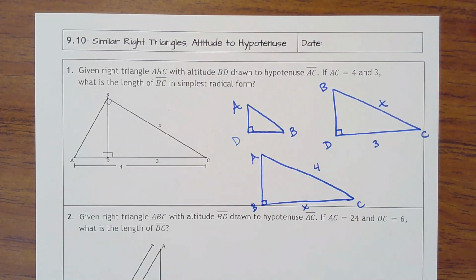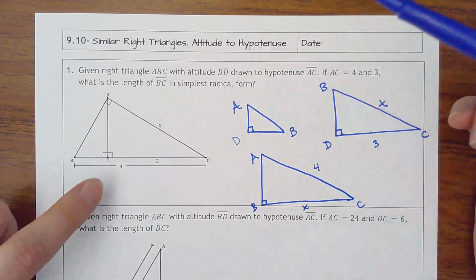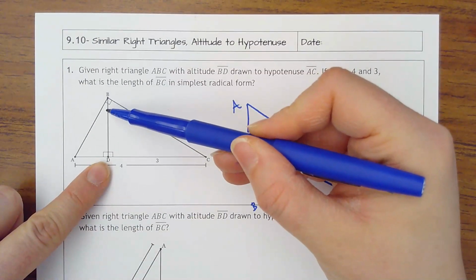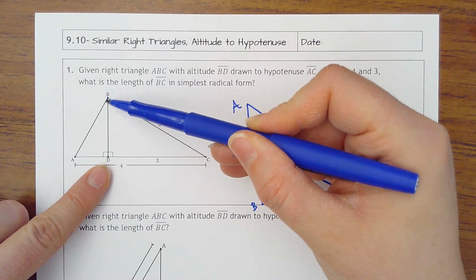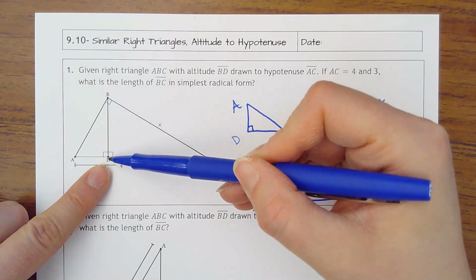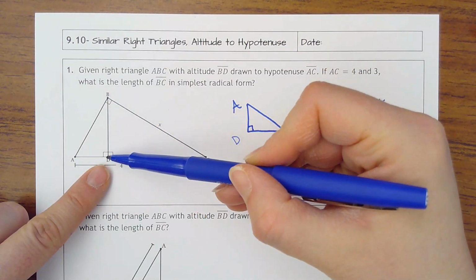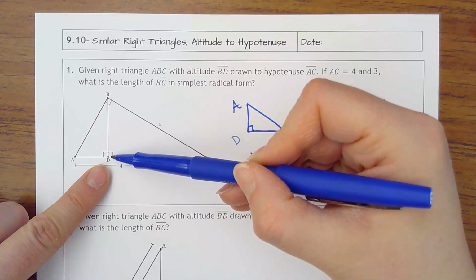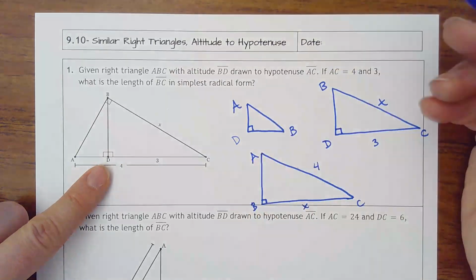9.10, similar right triangles altitude to hypotenuse. Number 1 says, given right triangle ABC, so this whole triangle, with an altitude BD. What an altitude does is it drops down. Think of altitude of a mountain. You're measuring it really from the top point all the way straight to the ground. It's not the slope part. It's actually its altitude straight up, making 90-degree angles with the ground.